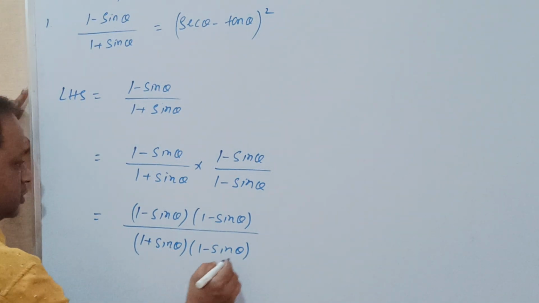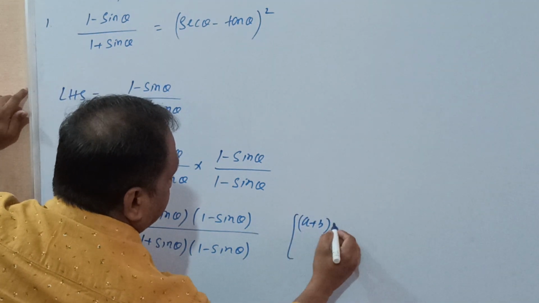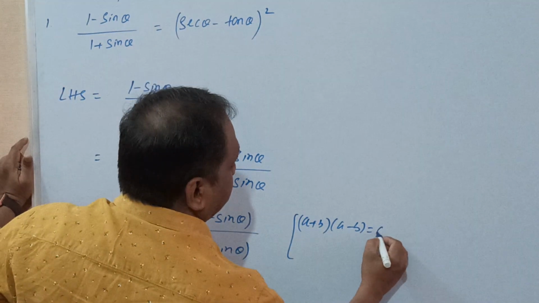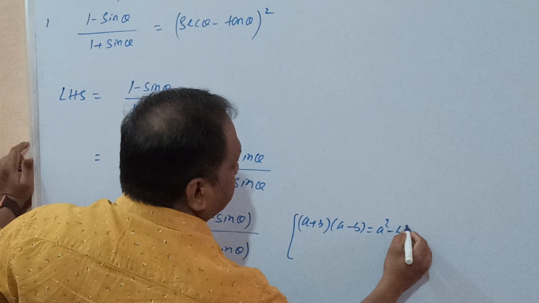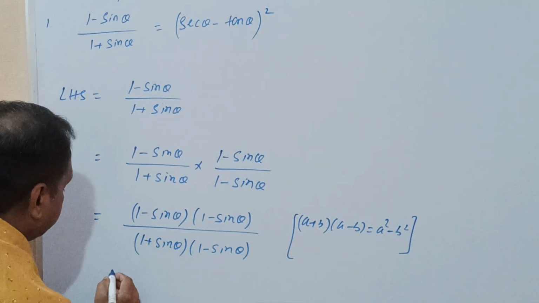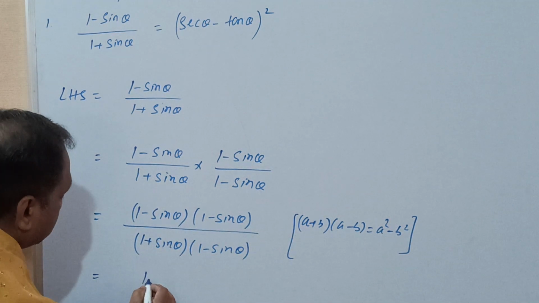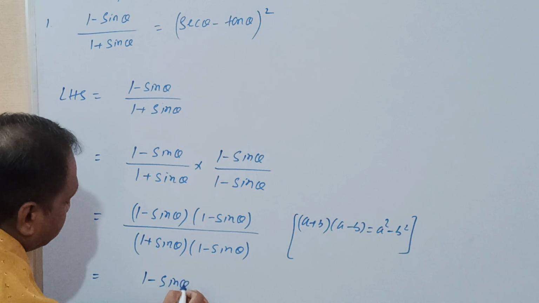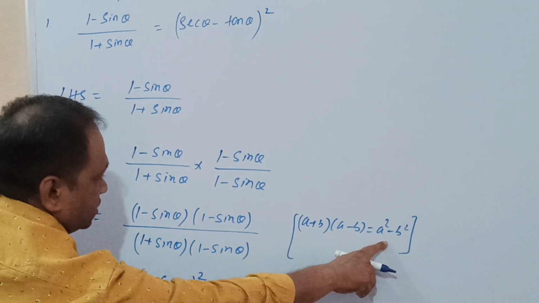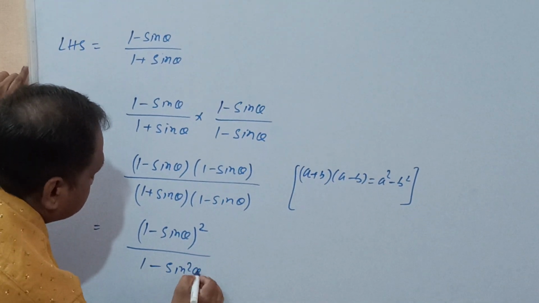This is of the form a plus b into a minus b identity. That is, we will write this in the form of a square minus b square. So the denominator I will write in the form of a square minus b square. The numerator is 1 minus sin theta, two times, so I will write it squared. So the denominator I will write using this identity, that is 1 minus sin square theta.